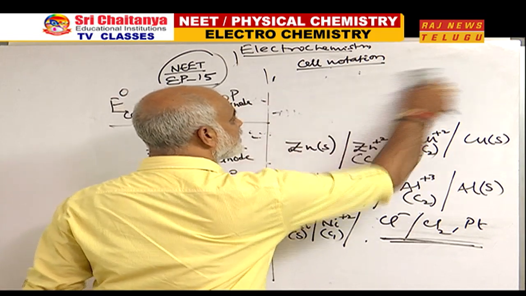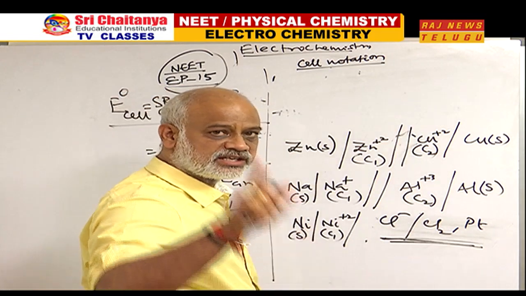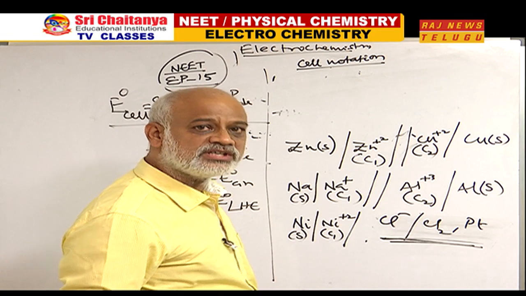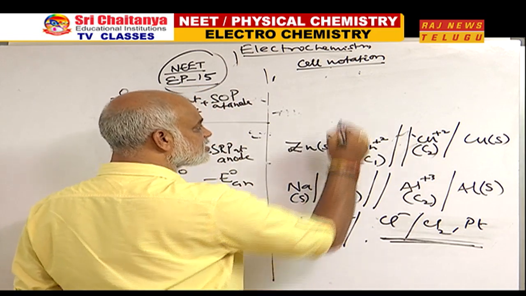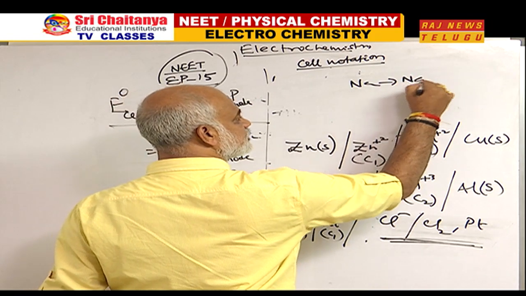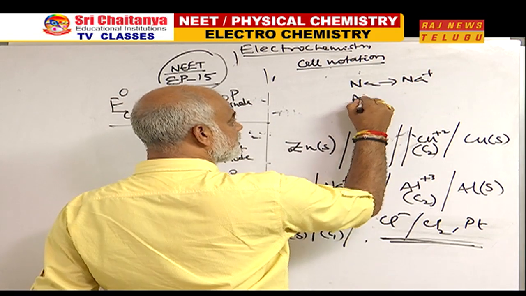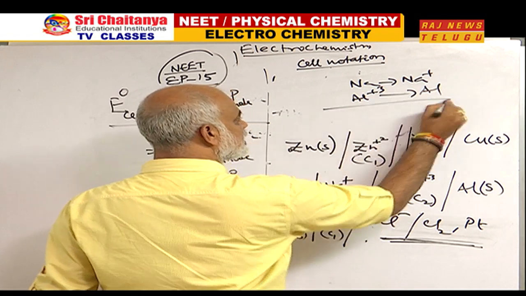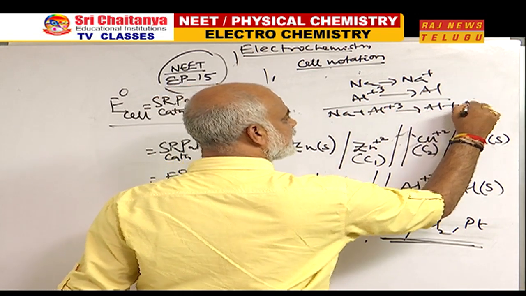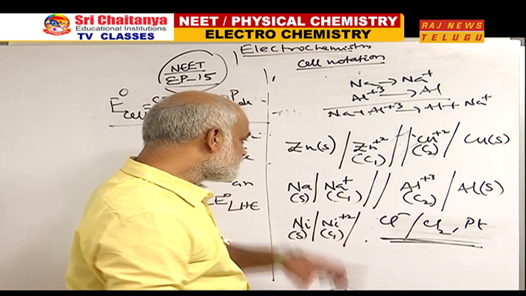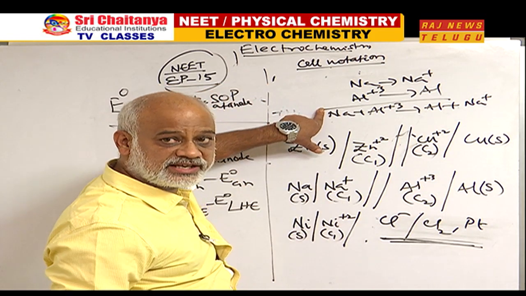What is the advantage of cell notation? A cell notation always tells you the cell reaction. We are writing so many times, so we will take this. Na gives Na plus. Al plus 3 gives Al. What is the cell reaction? Na, Al plus 3, Al, Na plus. This cell notation is telling this is the cell reaction.